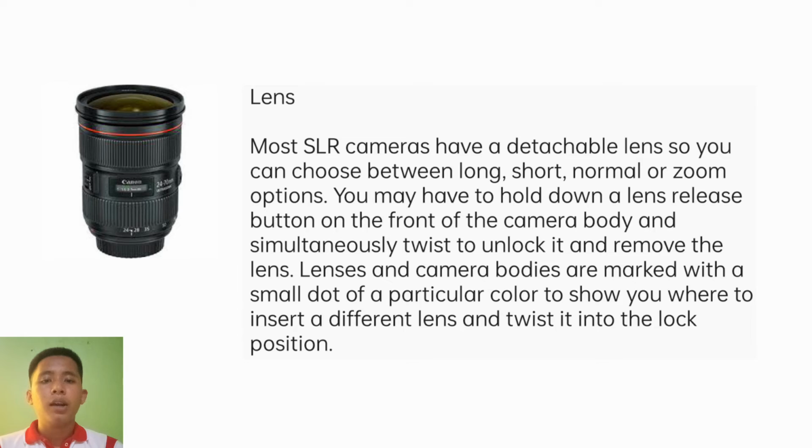Lens. Most SLR cameras have a detachable lens, so you can choose between long, short, normal, or zoom options. You may have to hold the lens release button on the front of the camera body and simultaneously twist to unlock it and remove the lens. Lenses and camera bodies are marked with a small dot of a particular color to show you where to insert a different lens and twist it into the lock position.